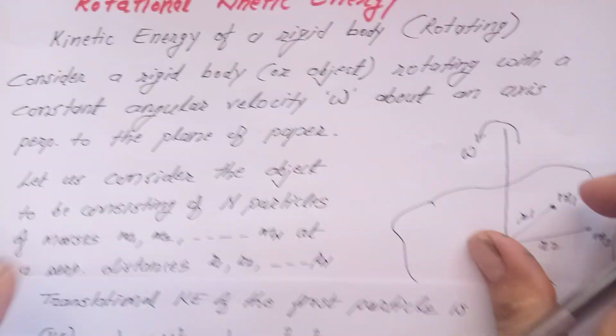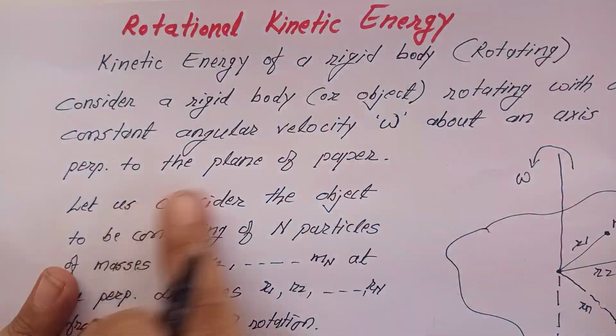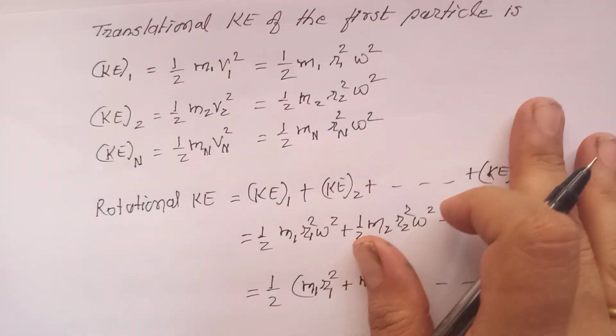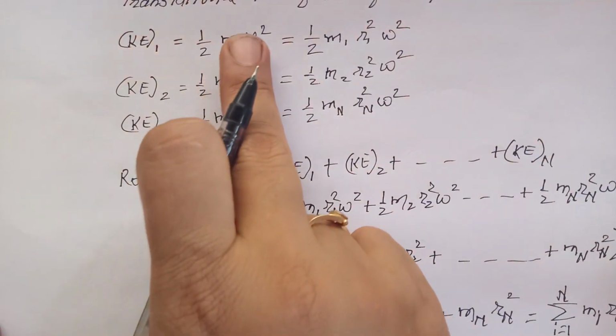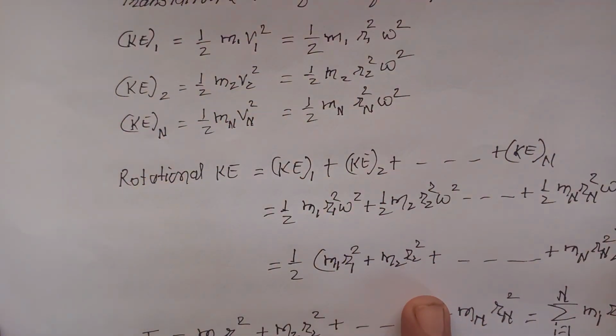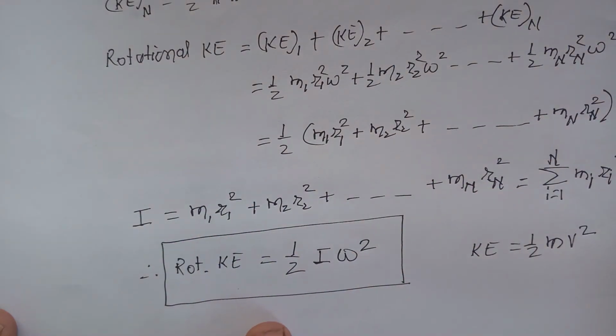Thus we have obtained the rotational kinetic energy of a rigid body by drawing the diagram, finding the kinetic energy of each particle, and then taking the sum of all the kinetic energies. We have found the final kinetic energy.